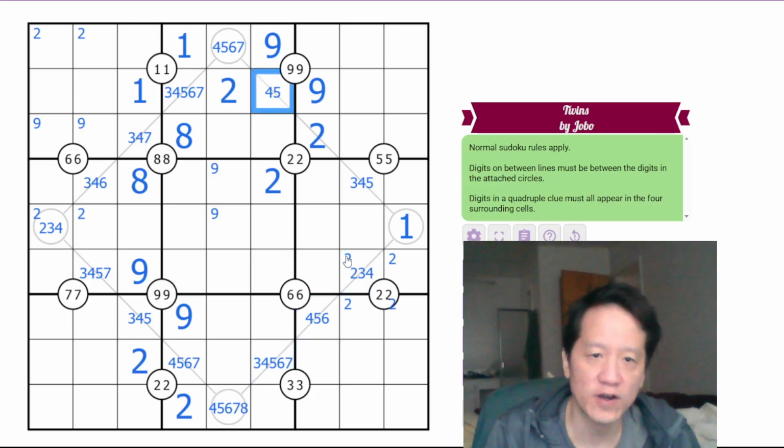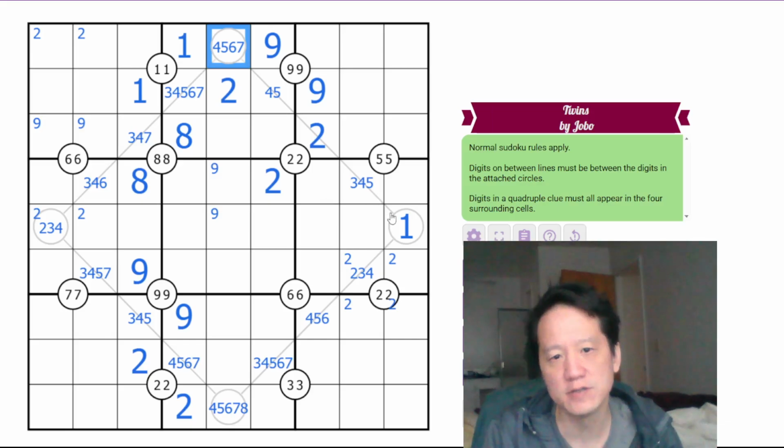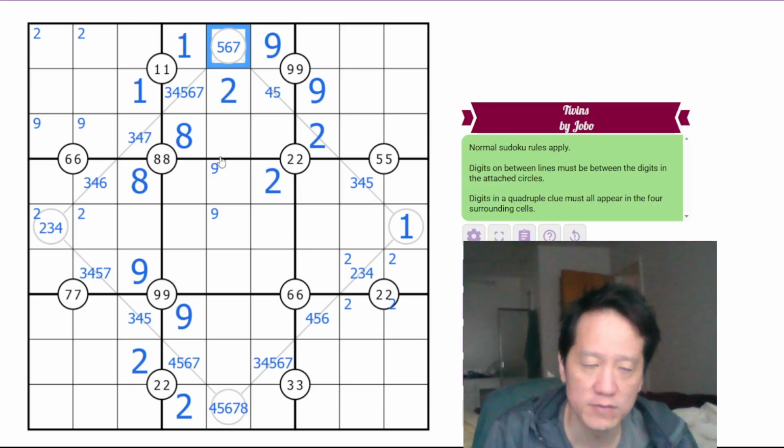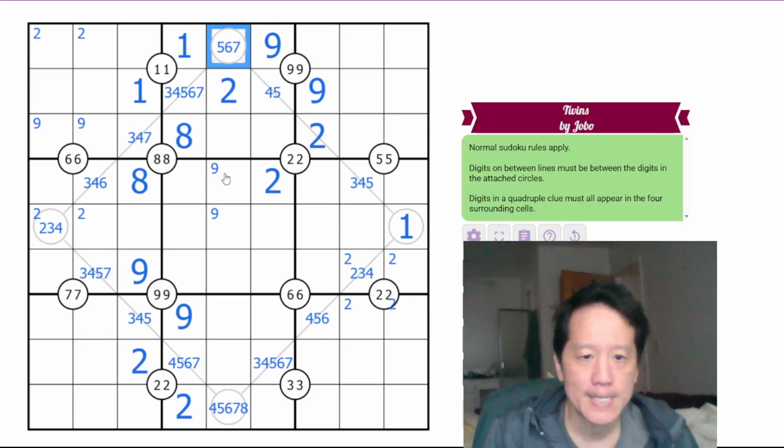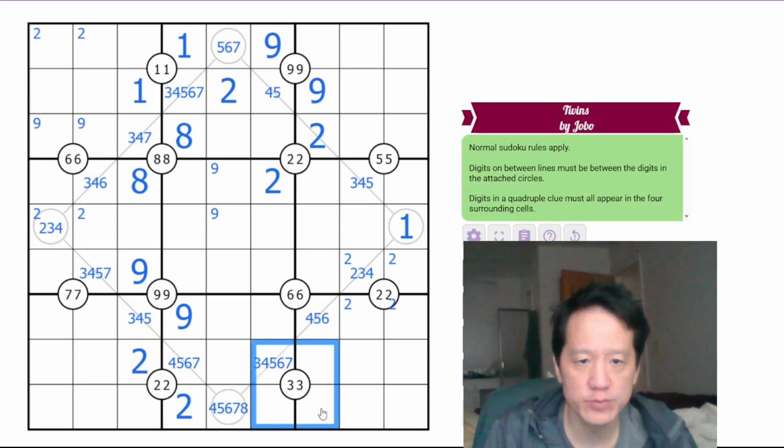This is 4 or 5. It cannot be 3. So this has to be greater than that because it's between a 1 and whatever that digit is. So this is 5, 6, or 7. This does have to be 5, 6, or 7. We don't know anything about here. These are both 3s.